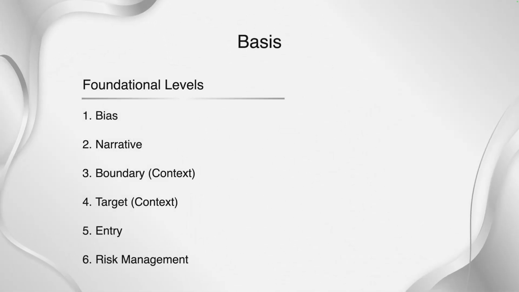Again, these foundational levels right here, they lead you to a trade ID. So this is always what we want to focus on. So we start off with 1 bias, 2 narrative, 3 boundary, 4 target, then 5 entry, 6 risk management, which leads to a trade ID, leads to a trade outcome. If you understand these foundational levels very well, you understand them in the right order as well, that means that most likely you are highly profitable as well.